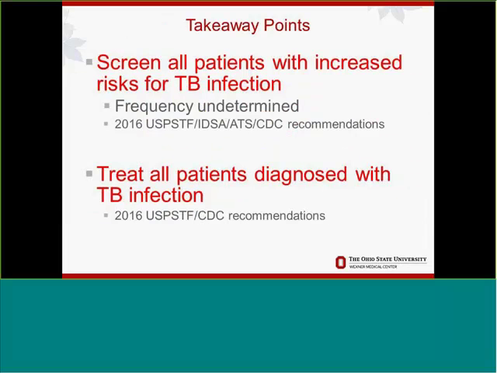So again, our takeaway points here are screening all patients for increased risk. Our screening protocols change based on their risk for progression, but all patients with increased risk should be screened. And I suspect that we probably under-screen in our clinics, particularly in the resident clinic. I know that's certainly not one of the things at the top of my list as you're managing many, many other conditions. And then second, we should treat all patients diagnosed with TB infection.